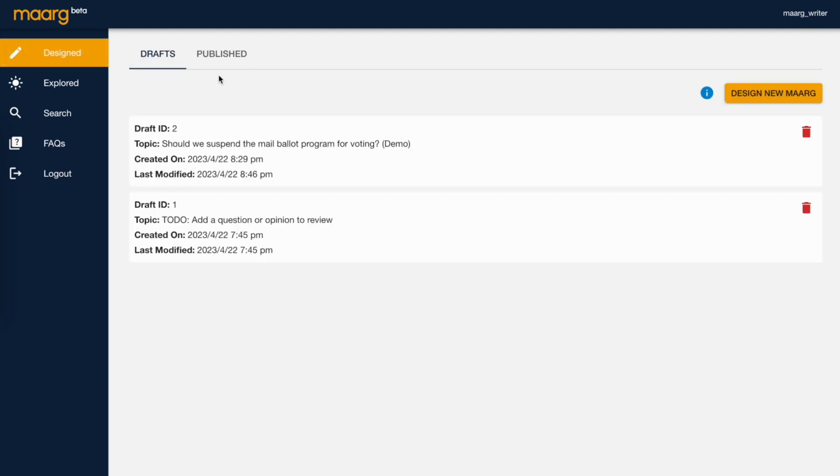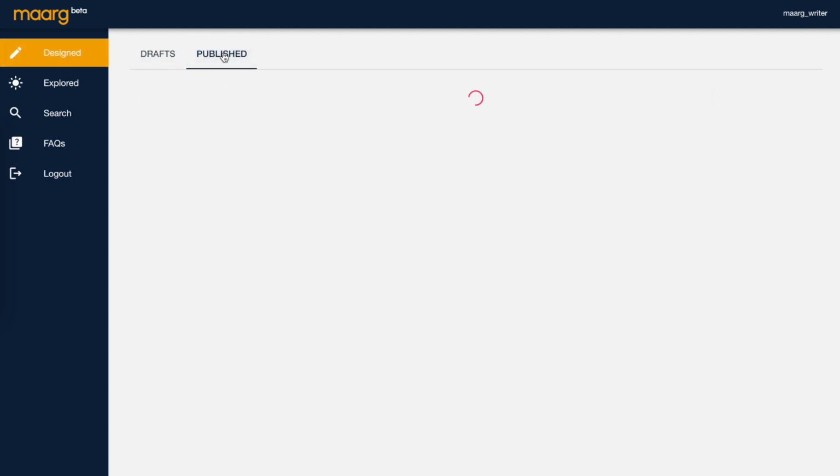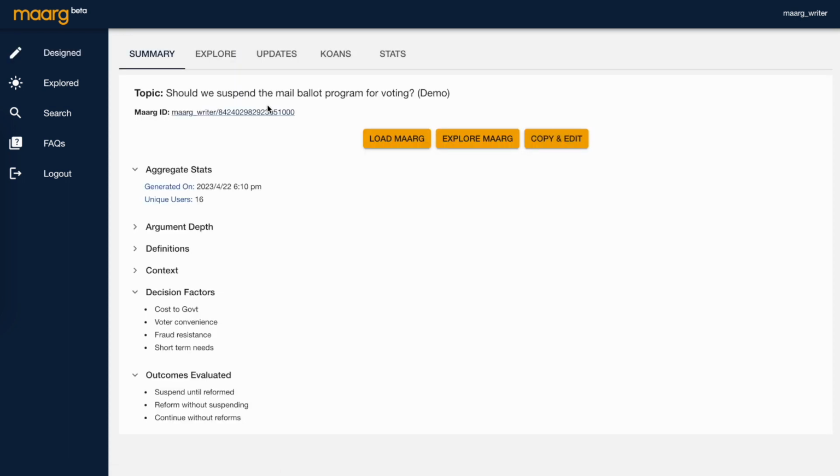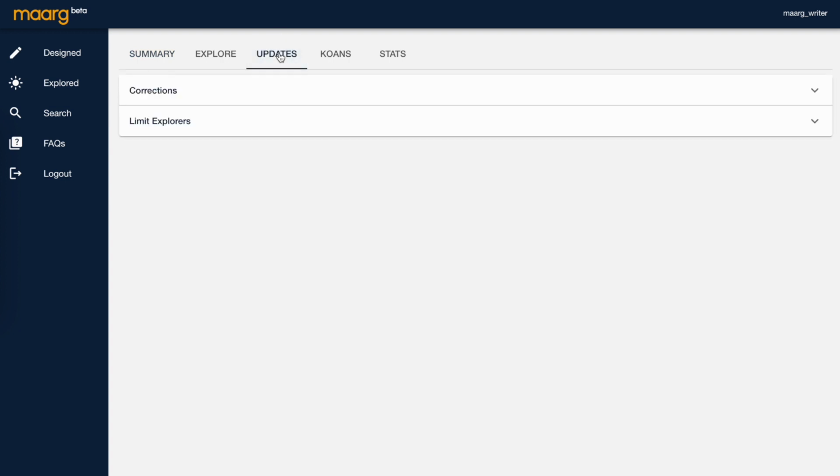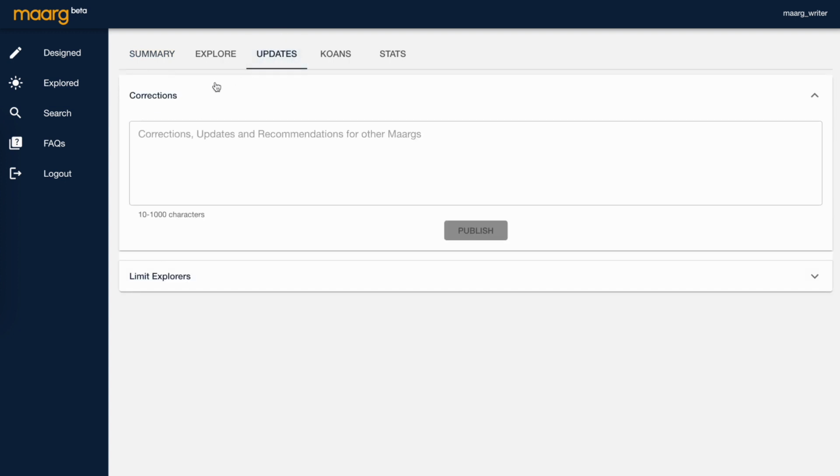We'll move back to the design section. So I'm already seeing a published Maarg, and out here we have an update section. This section is for informing your users about any corrections or other Maargs as recommendations.